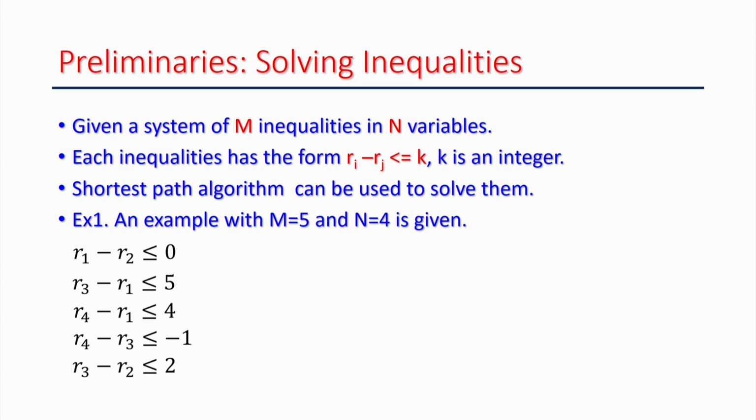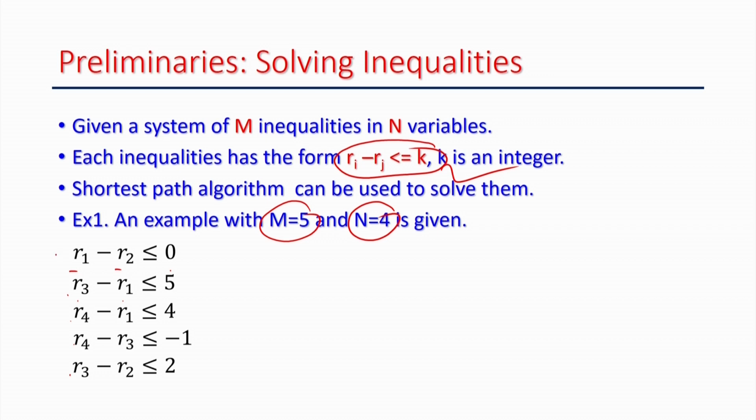So the inequalities are always in this form: R1 minus R2 less than or equal to 0, R3 minus R1 less than or equal to 5. If you have this form where k is an integer, so all are integers, and suppose the set of inequalities has m, 1, 2, 3, 4, 5, so I have m equal to 5 here, and the number of variables here is R1, R2, R3 and R4, so n equal to 4.